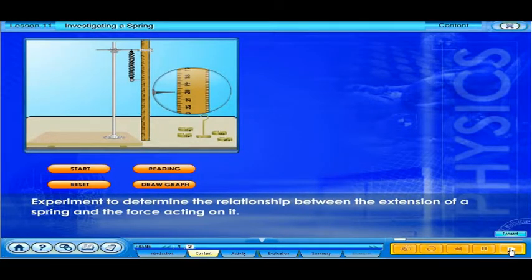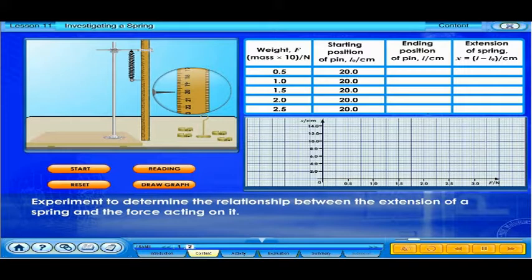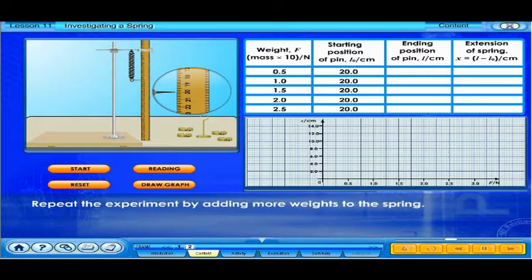Let's now carry out the experiment. Note the starting position of the pin, L0. Start the experiment by dragging the weight holder of 50 grams to the bottom of the spring. Record the new position of the pin, L. Calculate the spring extension and key in the value. Repeat the experiment by adding more weights to the spring. Now plot the graph.